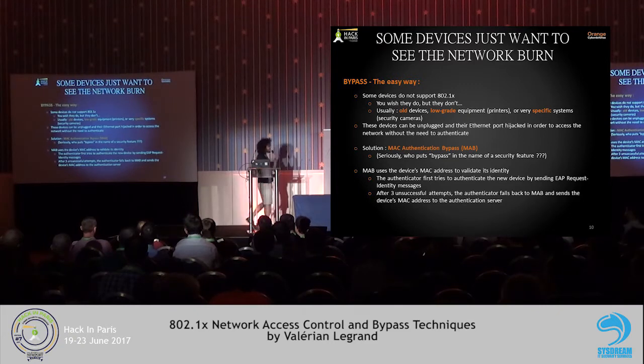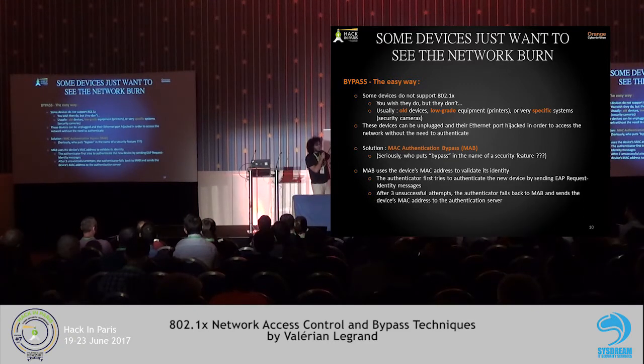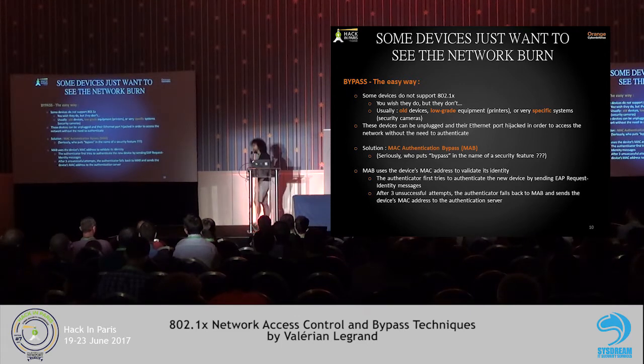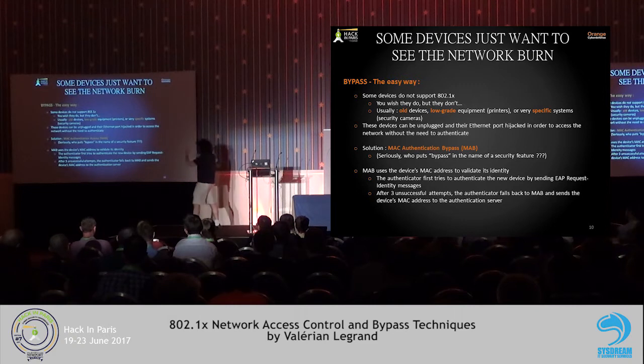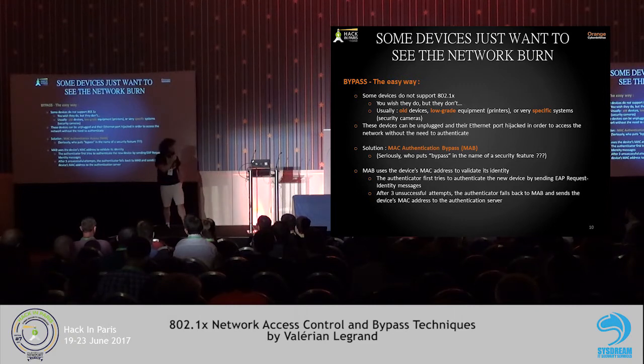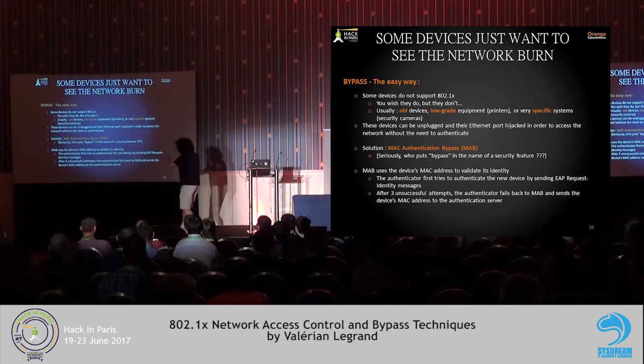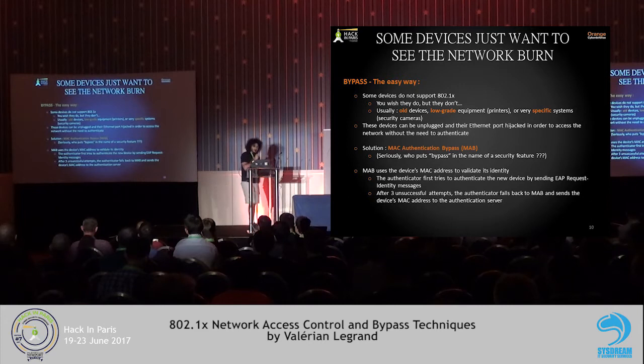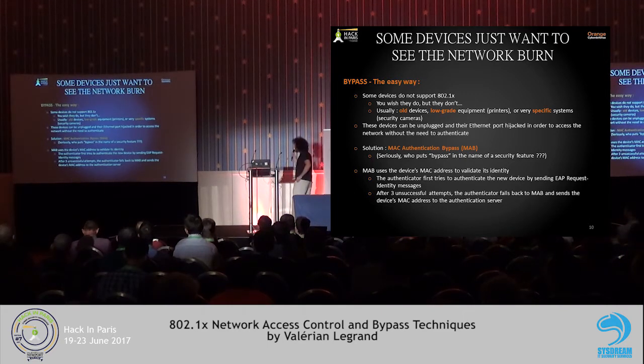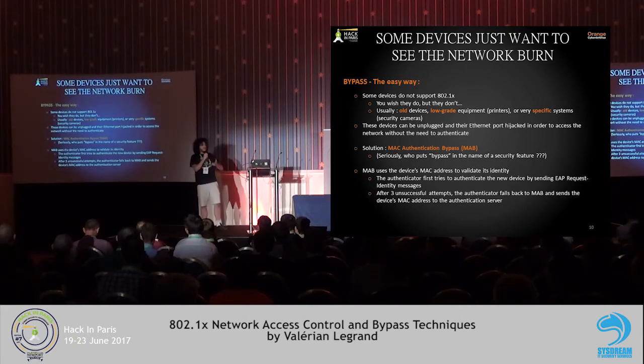And trust me, this kind of equipment, especially printers, you can find quite a few inside corporate networks, especially for big companies. If you are a network administrator, you have a solution, which is called MAB, for MAC Authentication Bypass. And yes, we put bypass in the name of a security feature, I don't know. But this solution was created by switch vendors, and especially Cisco, to protect devices that do not support the 802.1x standard.